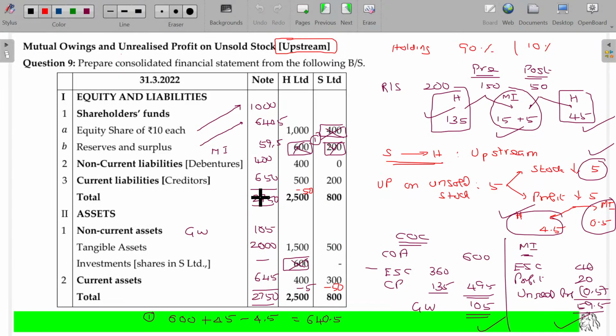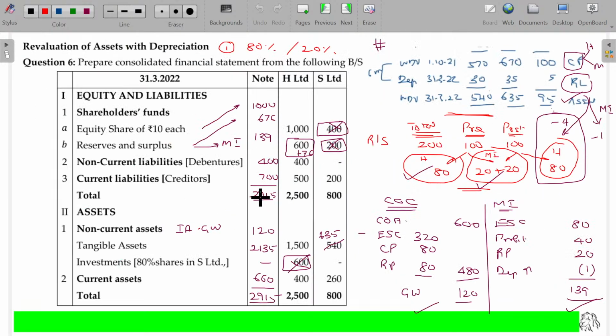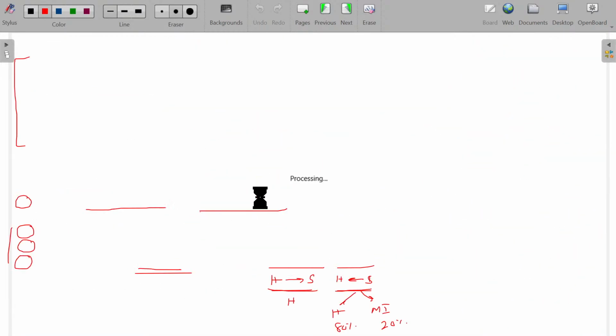And I already completed the book bag problems. It's available on the website. Go and see those book bag problems also for your further reference. If you have any doubt, you can go and refer.